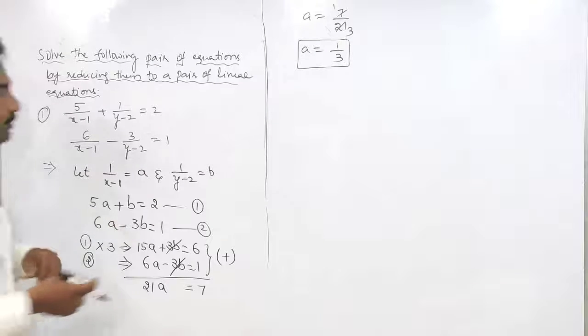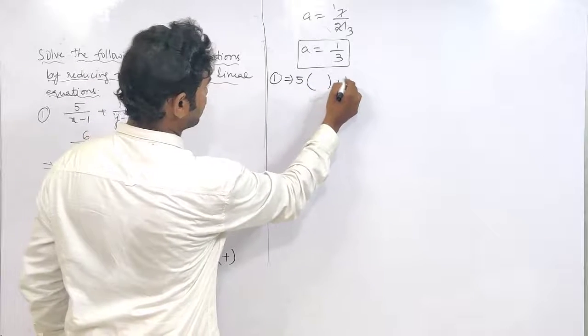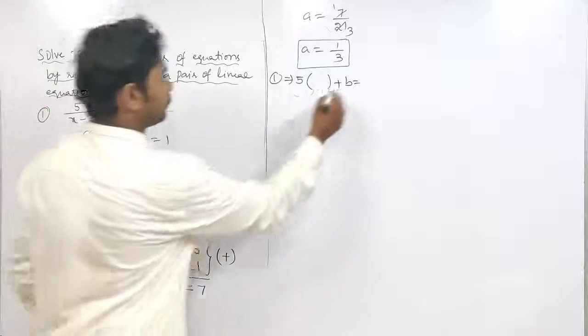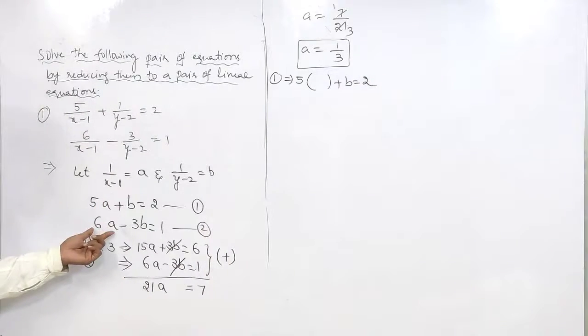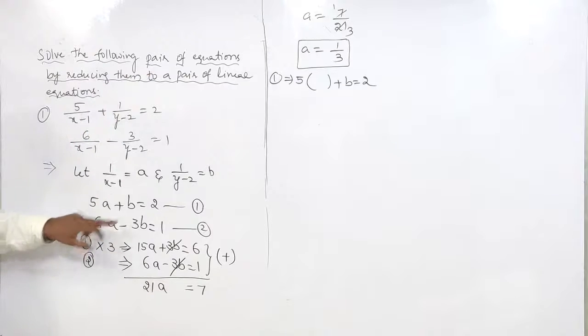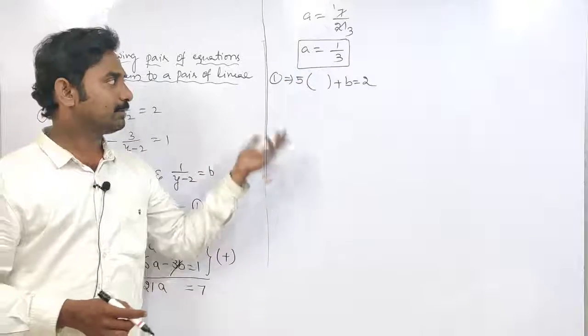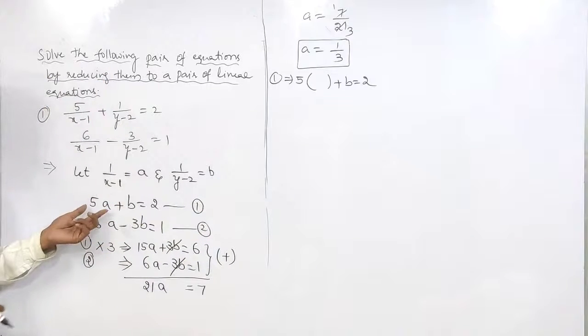The first equation is 5a plus b is equal to 2. Or you can substitute in the second equation also. The second equation is much easier than the first equation. See here, 6a, 6 into 1 by 3, 3 ones are 3, 3 twos are 6, gets cancelled. But both ways you get the same answer only, no change in the answer. Let us substitute in the first equation itself.